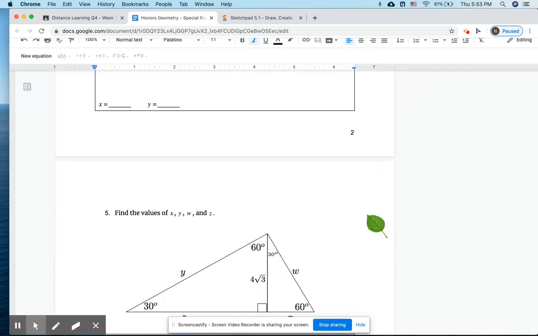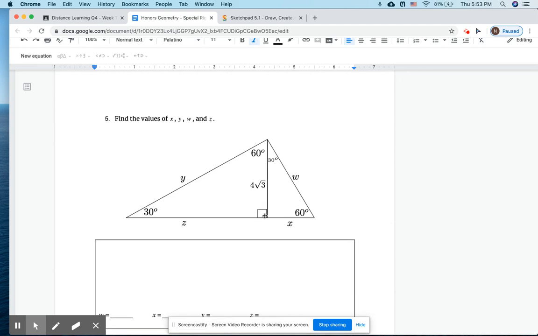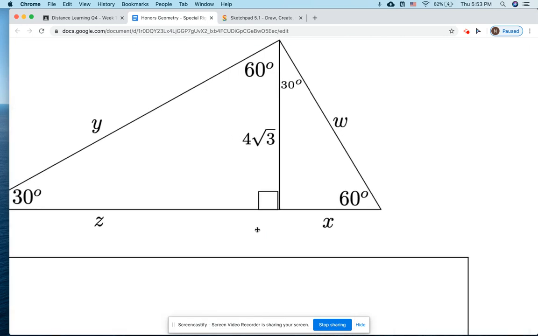Okay, now let's talk about number 5. All right, we want to find the values of x, y, w, and z. Let's see what I have here. Let's look at the 30, 60, 90 triangle on the right. We're given that the long leg is 4 root 3. So to get the short leg, we're going to divide by the square root of 3. 4 root 3 divided by the square root of 3 is just 4. So x is 4. And then to get w, we're going to multiply the short leg, x, by 2.